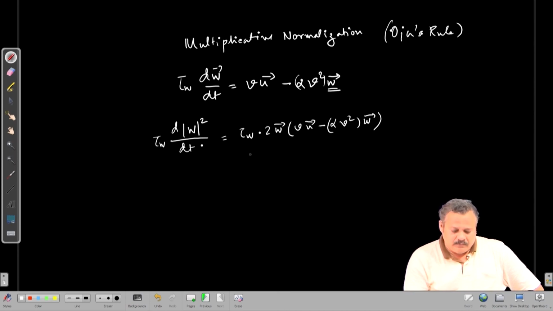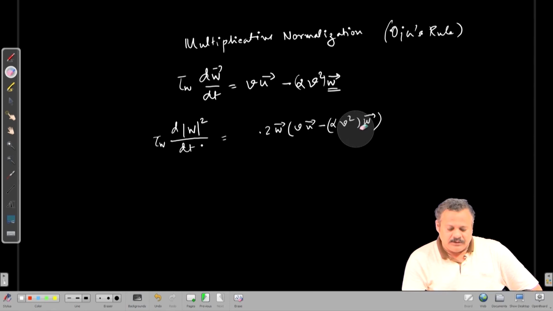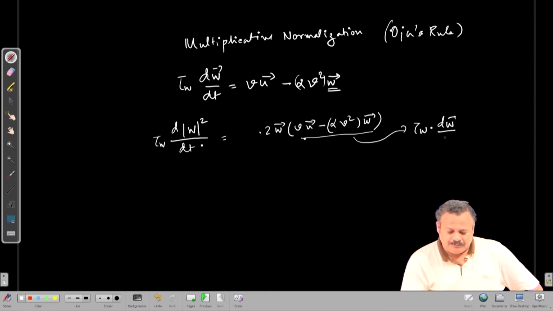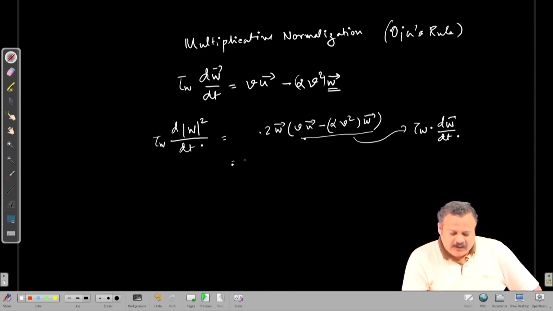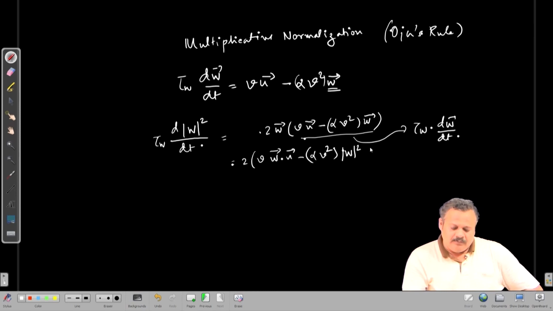Sorry, the tau w can be dropped, because this is our tau w into dw dt. Then what we have here is twice our v into w dot u, minus alpha v square into w dot w, which is simply the norm of w.